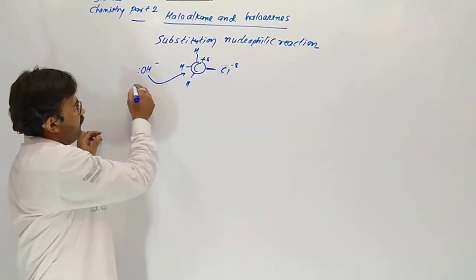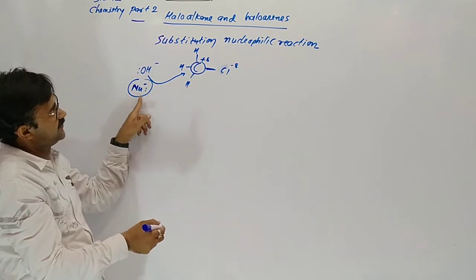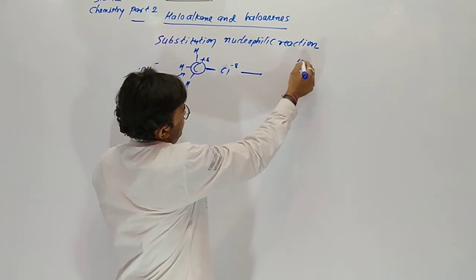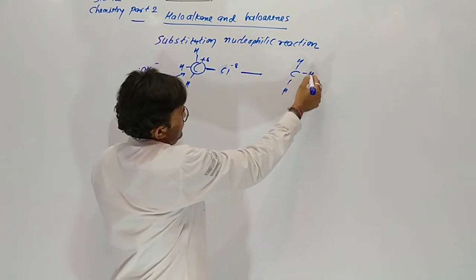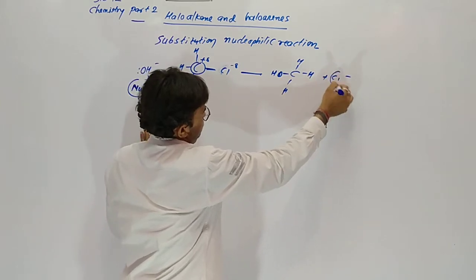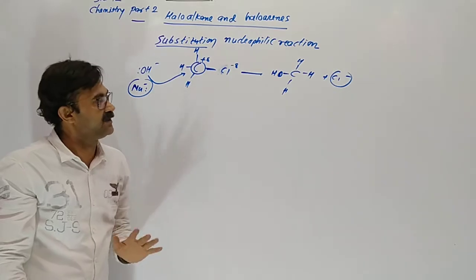OH is a nucleophile. The nucleophile is attracted to the carbon. Chlorine is removed from there and OH combines here. So removal of chlorine is called substitution. The chlorine is removed and OH comes in.